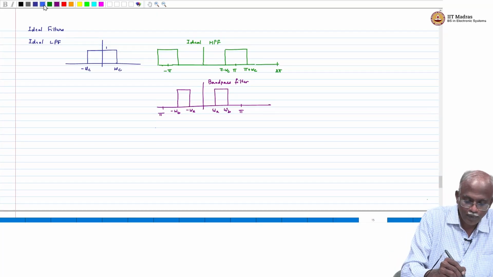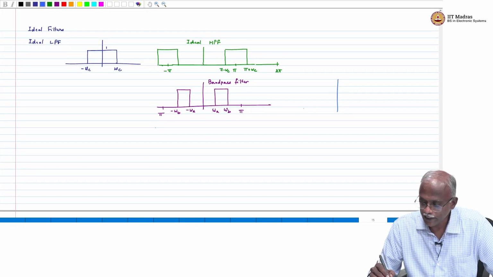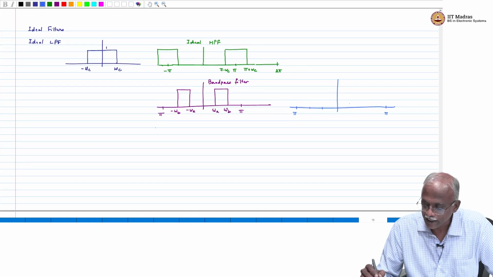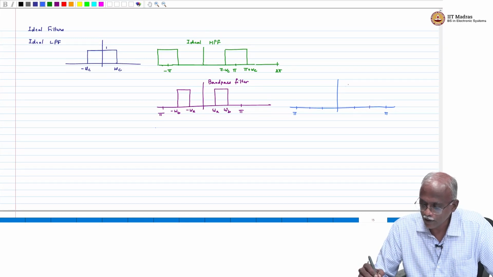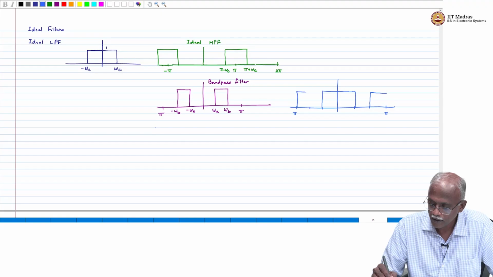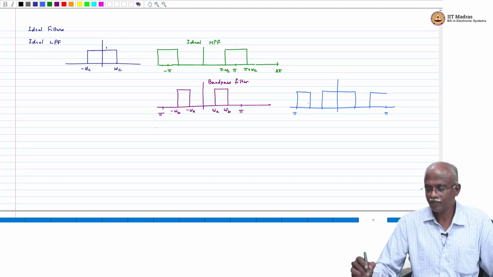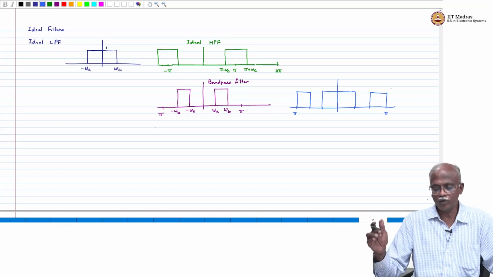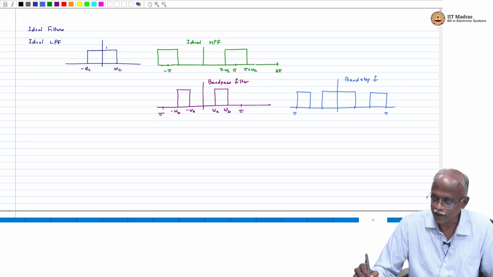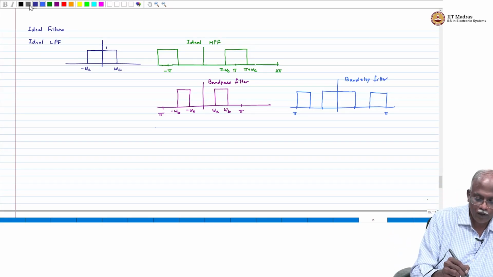And just like you have a band pass filter, we have another very interesting filter, which is what is called a band stop filter. Let us say we take the same two frequencies, the filter does not allow the signals between omega A and omega B to pass, but allows all other frequencies to pass. Okay, so I hope you have a feel for this. This is a band stop filter.